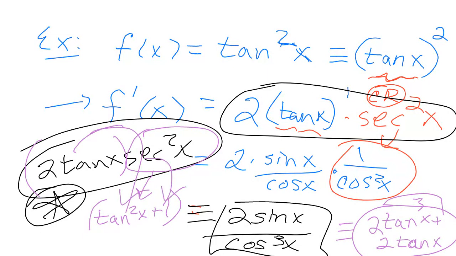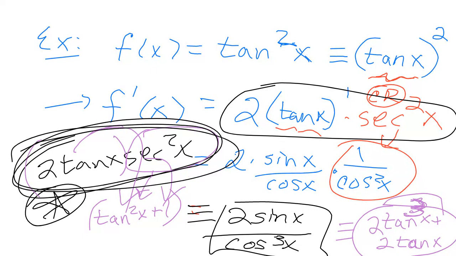Now, is this one any better? It's 2 tangent cubed. No, it's just in terms of tangent, right? Not really that great. That's not any better either. So once again, this black answer that I have here, I like the best of just 2 tangent x secant squared x, okay? So that's one. So that's tangent squared x.